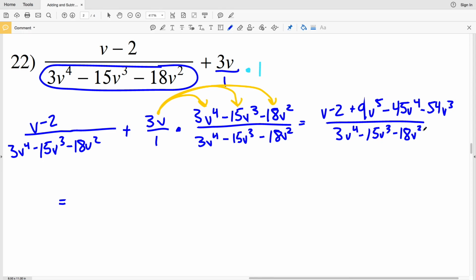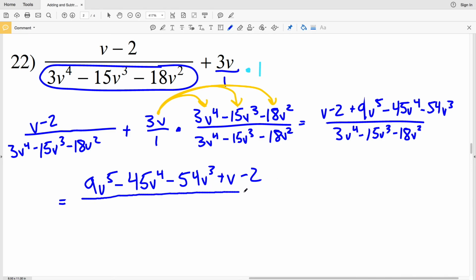So now simplifying that numerator, I do not have any like terms, so I'm just going to rewrite it in order of degree. So starting with my fifth degree, I have 9v to the fifth. Then my fourth degree, I'll be subtracting 45v to the fourth. And then my third degree, I'll be subtracting 54v cubed. I don't have a second degree, so next will be my first degree, which that v is added, and then I'll subtract my constant of 2. So 9v to the fifth minus 45v to the fourth minus 54v to the third plus v minus 2 is my numerator, and that's all over my denominator.